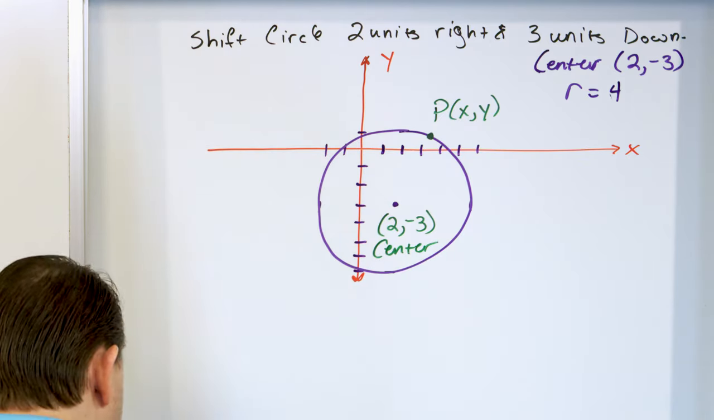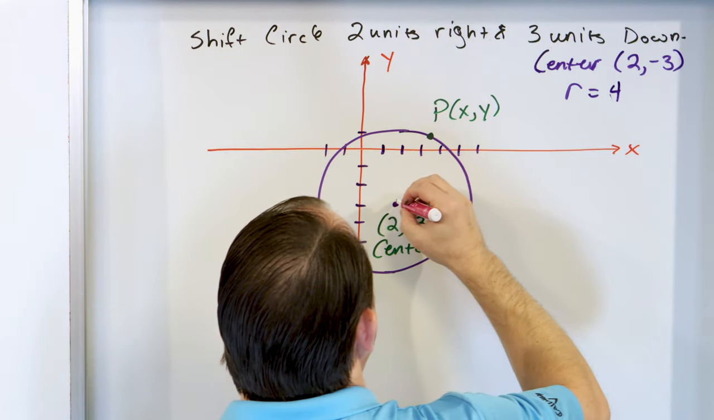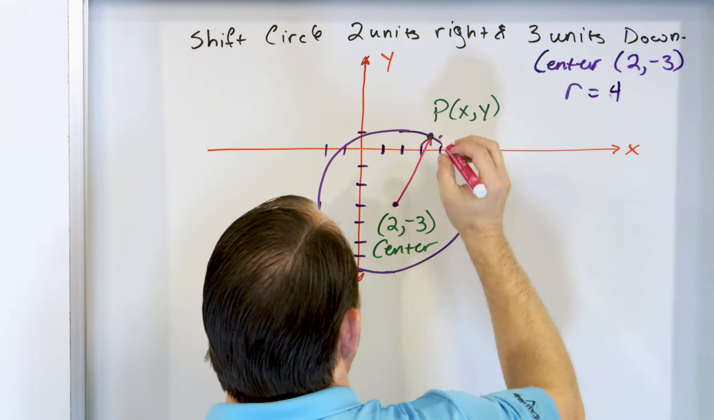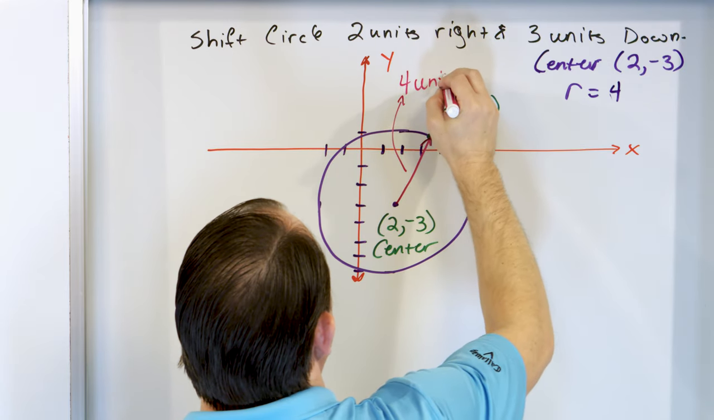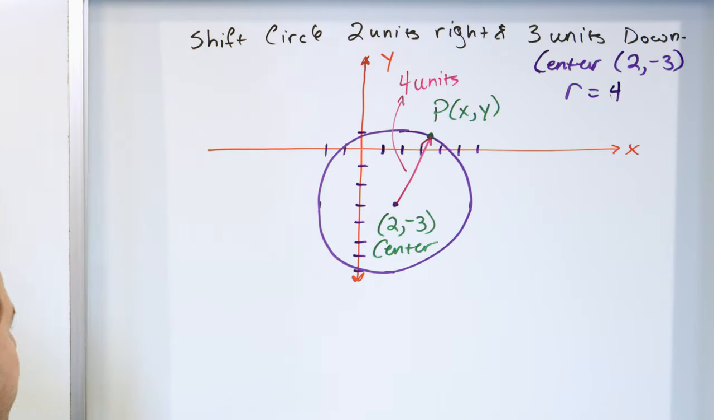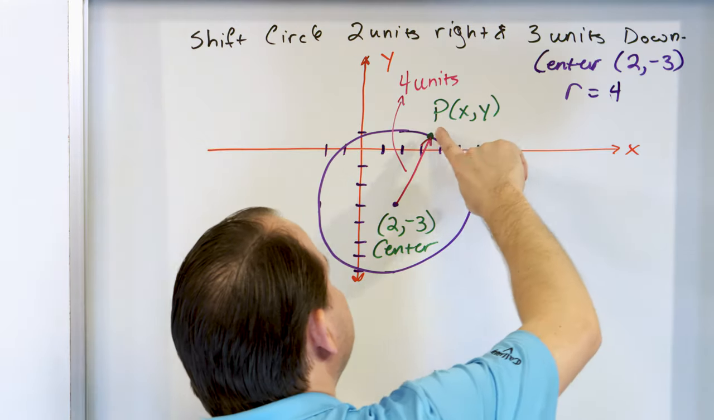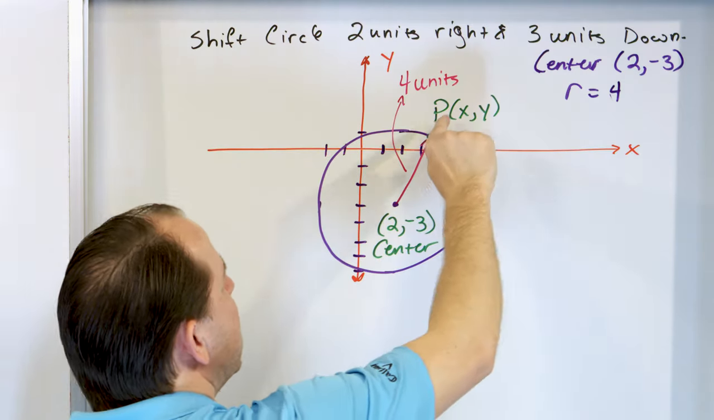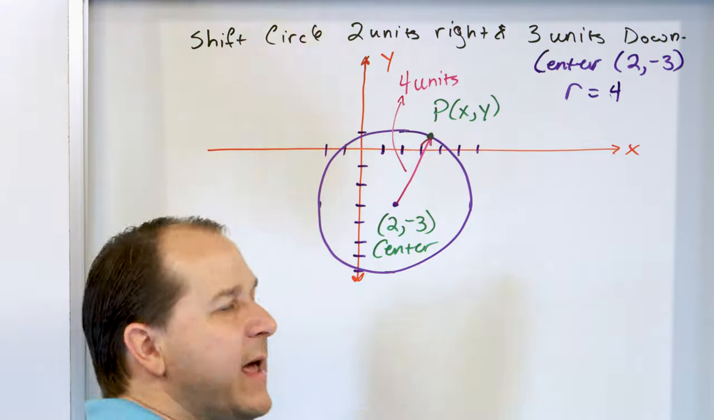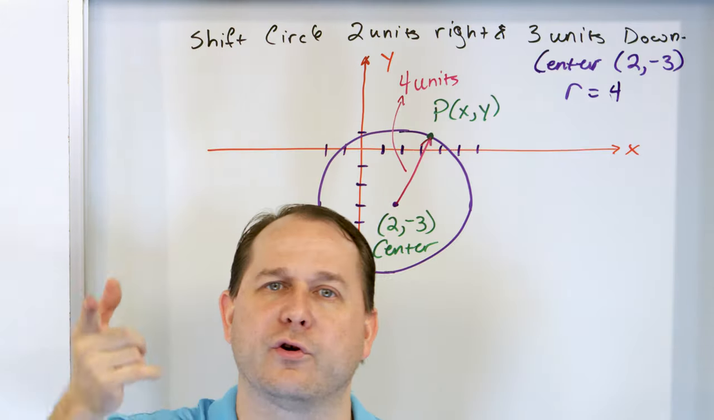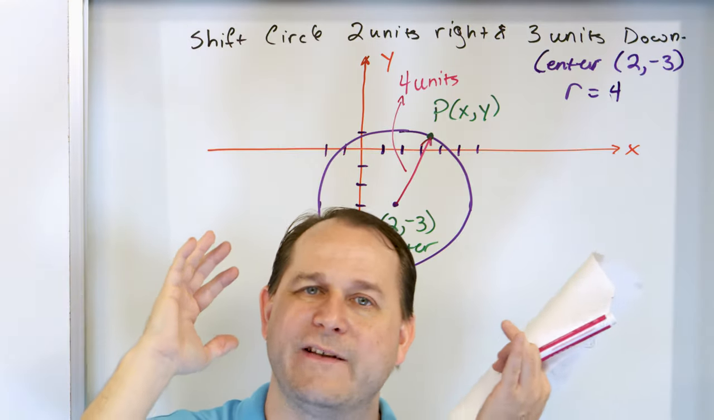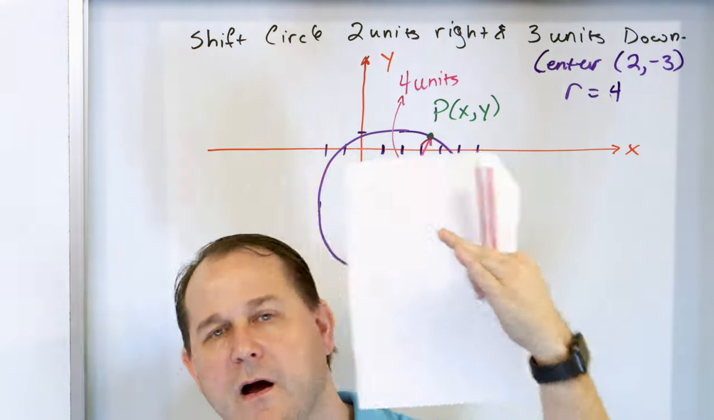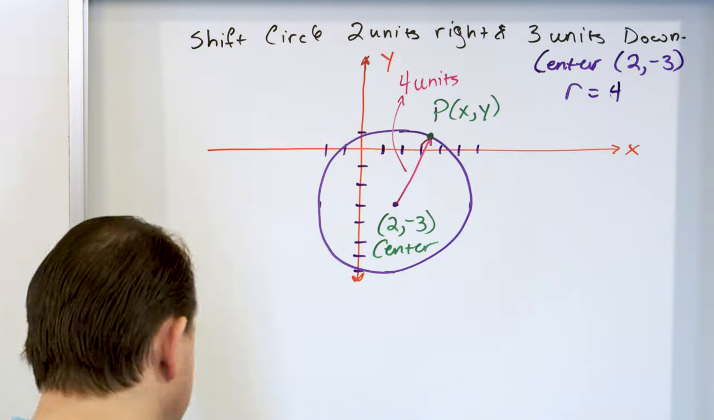But we also know that the radius from this point to this point is 4 units, same as before. Exactly the same thing. So we're going to do the exact same thing. We're going to figure out the distance using the distance formula from this point to this point. And no matter where you are on the circle, the distance must be 4 units. That's what defines the shape of the points that we call a circle.